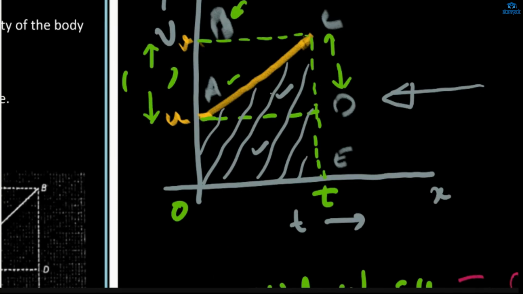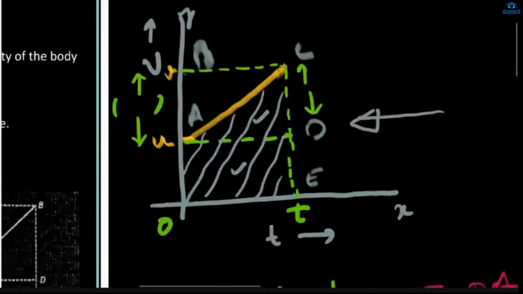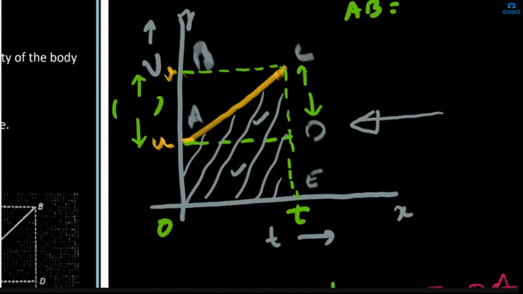So can we write this AB is equal to what? OB minus OA. Can we write this? Yes, ma'am, we can write that. Agree or not? Because this AB is this much, this whole minus this. Okay.